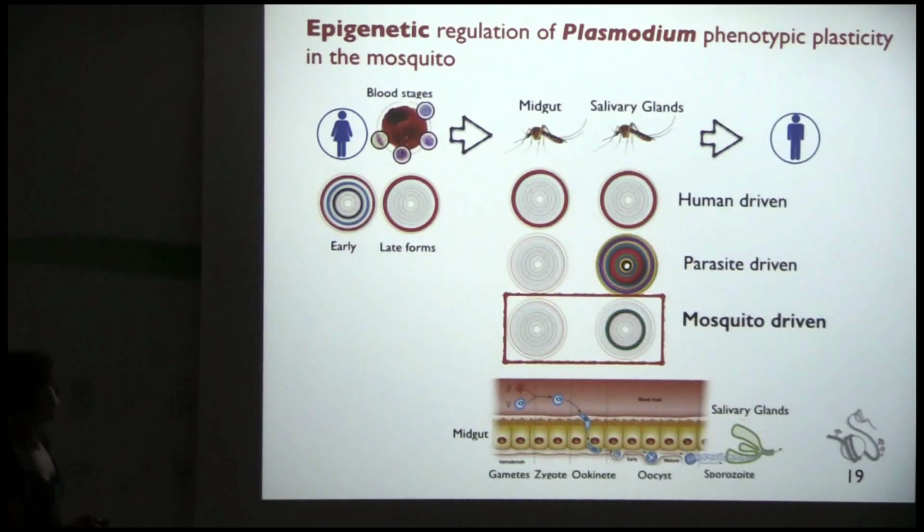Okay, so what we would conclude from these results is that the model that fits our results is this one. So there is a reset and then a switch to a new variant, and this would be driven by the selection, by the interaction between the mosquito and the parasite.